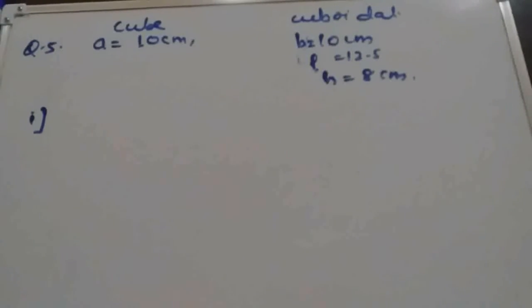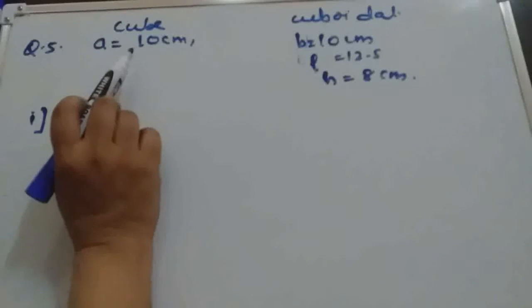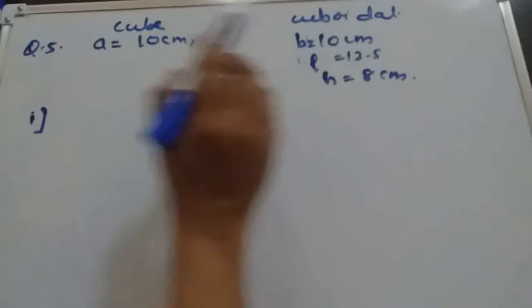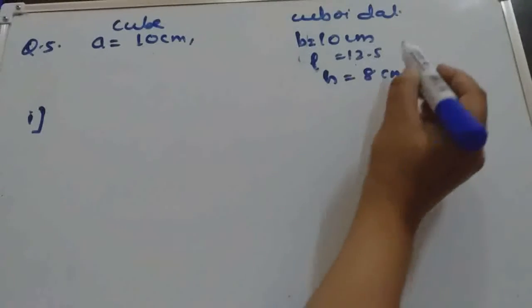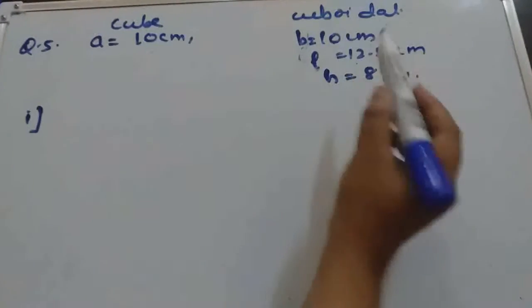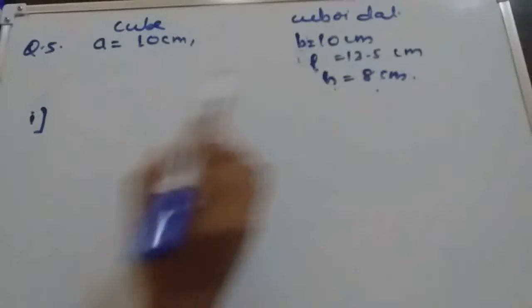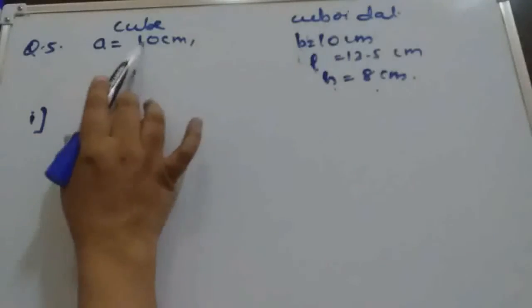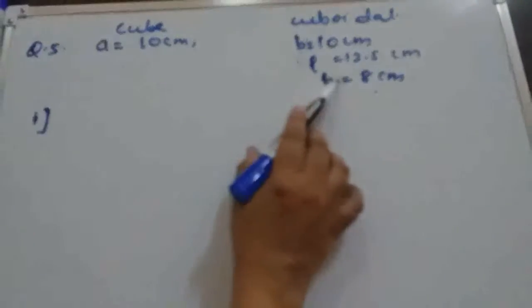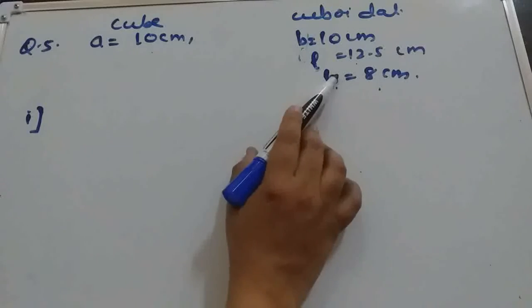Question number 5. A cubical box is given to you of edge 10 centimeter, and a cuboidal box is given. L is 12.5 centimeter, B is 10 centimeter, H is 8 centimeter. Now the first question is: which box has the greater lateral surface area and by how much? So we will find the lateral surface area of each shape, isn't it?